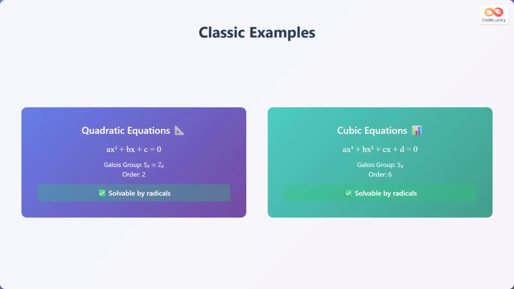Let's consider some classic examples. For quadratic equations of the form x^2 + bx + c = 0, the Galois group is S_2, which is isomorphic to Z_2. The order of this group is 2, and it is solvable by radicals. For cubic equations of the form x^3 + bx^2 + cx + d = 0, the Galois group is S_3, and its order is 6. This equation is also solvable by radicals.